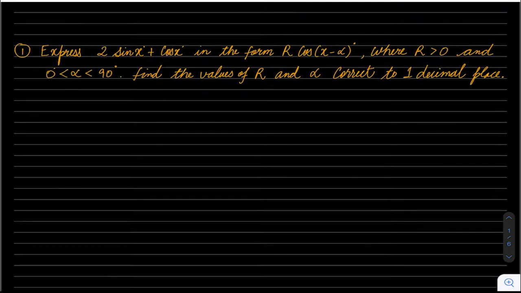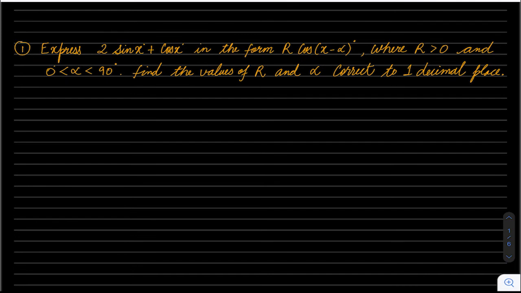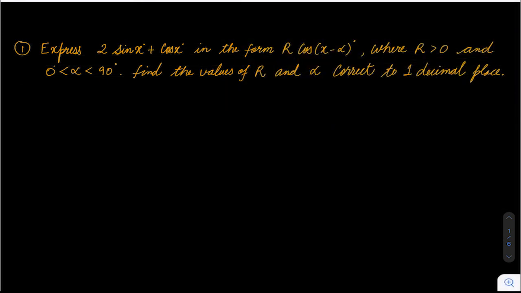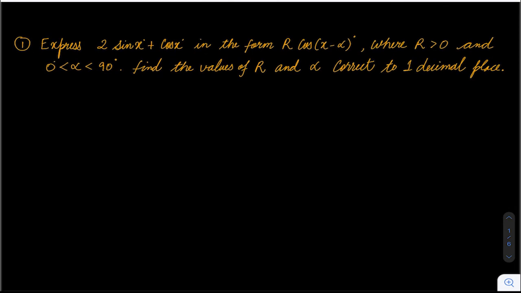So this is my first question. First question is express 2 sin x plus cos x in the form of r into cos of x minus alpha degrees, where r is greater than 0 and alpha is some angle from 0 to 90. Find the values of r and alpha correct to one decimal place.